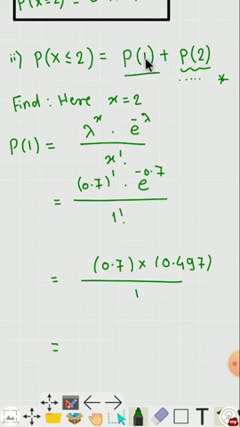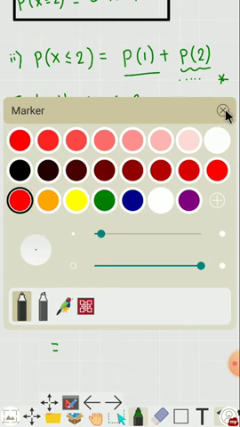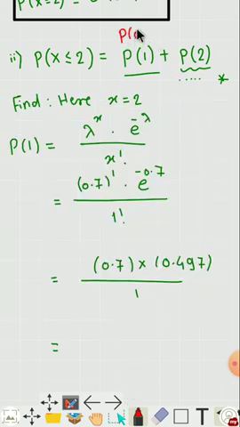Okay, x may take value 0 also. So there must be one more term we have to add. What is that term? P of 0. So x may take value 0 also. Success may occur 0 times. So we are finding p of 1, and the value of p of 1 is, we write here, 0.3479. Similarly, we find the value of p of 0.